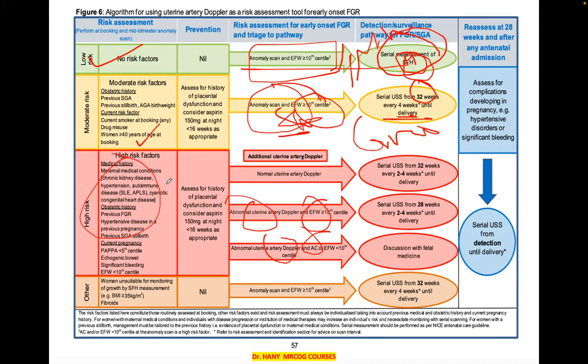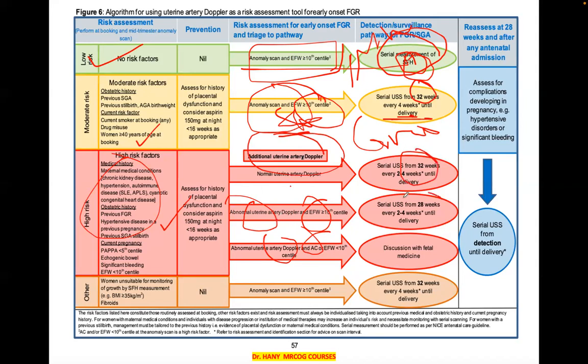diabetes with vasculopathy, SLE, congenital heart disease, previous SGA, hypertension, previous SGA and stillbirth, low PAPP-A, less than the 10th centile, echogenic bowel, significant bleeding, or the fetal weight less than the 10th centile, I will do what? Aspirin if needed, and I will do uterine artery Doppler. Here, they highlight the importance of uterine artery Doppler. If it is normal, growth scan, 32 weeks.